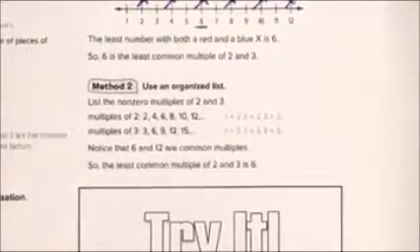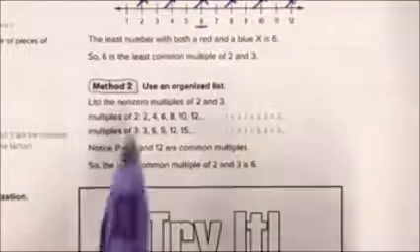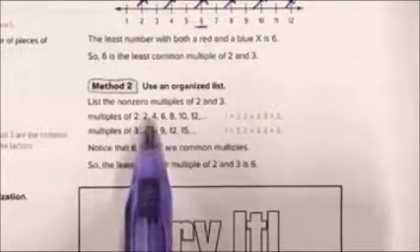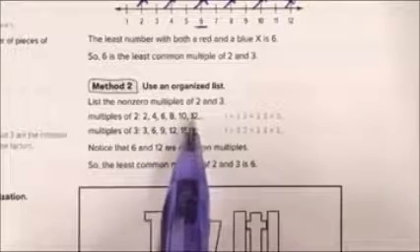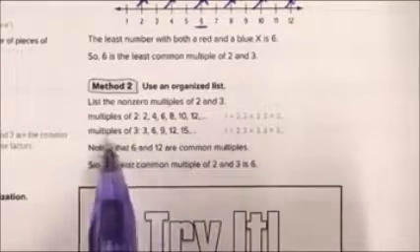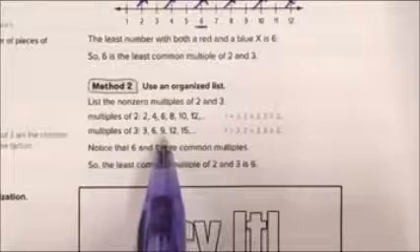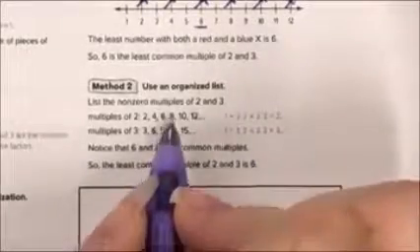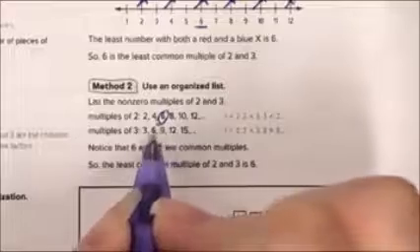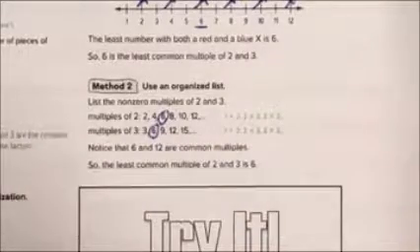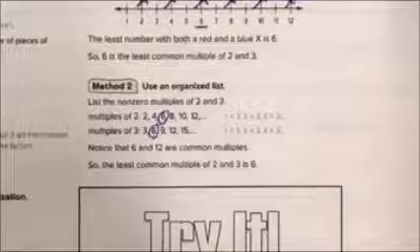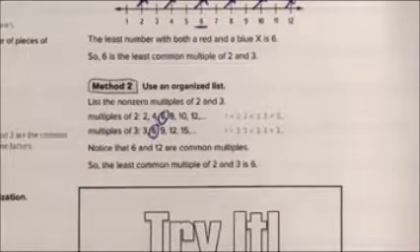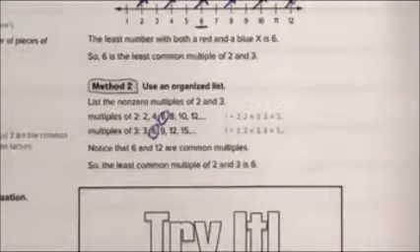I can also use an organized list like we did in the other example. So I can list the multiples of 2 and 3. Multiples of 2 are 2, 4, 6, 8, 10, 12, and you can keep going. Multiples of 3 are 3, 6, 9, 12, 15. Notice 6 is the smallest one that they have in common. So the LCM of 2 and 3 is 6, either way you solve it.